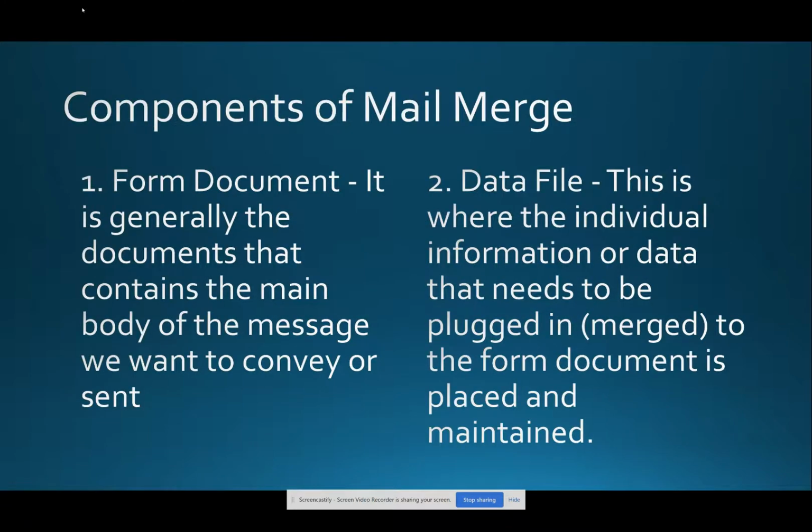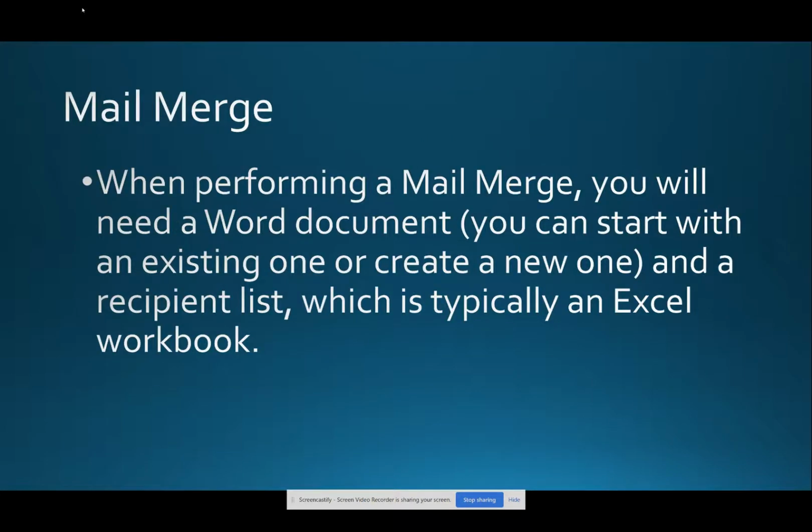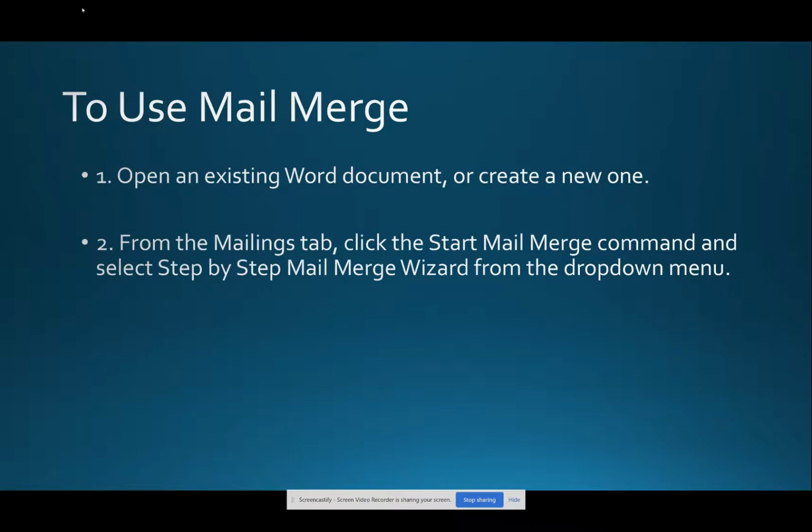The components of a mail merge are your form document, which is usually the document that contains the main body of the message, what you're going to send. And then the data file, which is the addresses and names of those you're sending the letter to. So when you perform a mail merge, you will need a Word document. You can start with an existing one or create a new one. And then your recipient list, which is usually your Excel workbook.